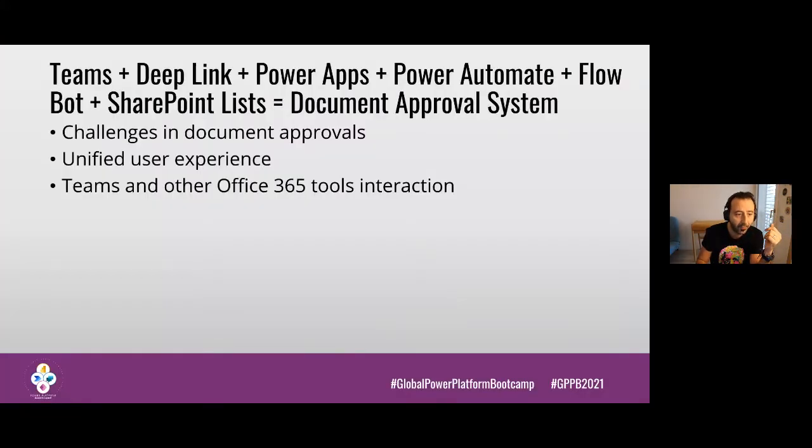So, without further ado, let's dive into our subject today. As I was saying, the idea is to mix Teams, deep links, Power Apps, Power Automate, Flow, and SharePoint lists to answer a business need. Today we are talking about a document approval system.